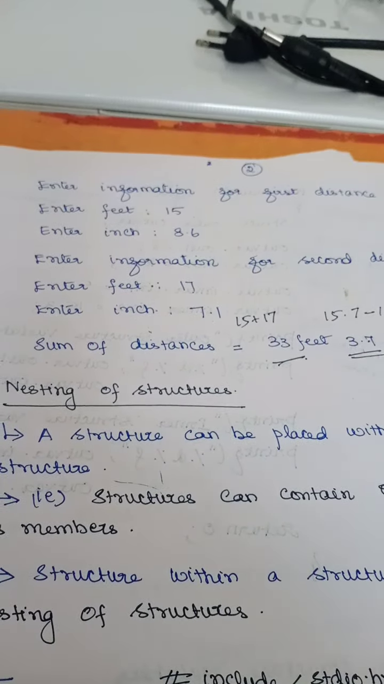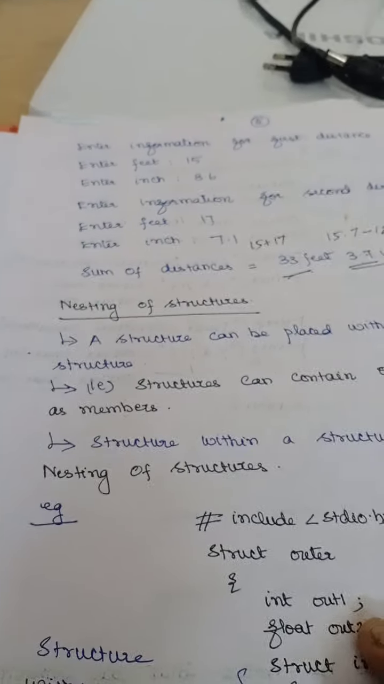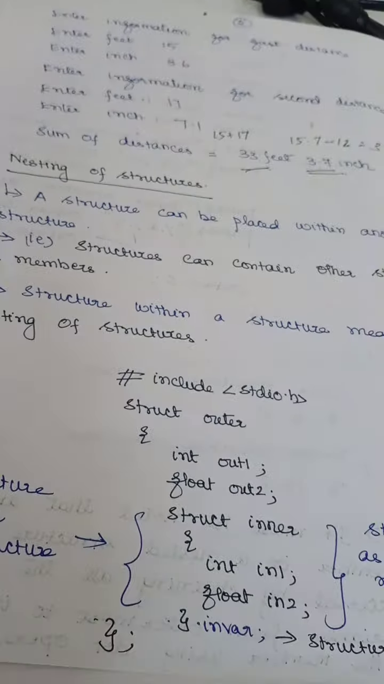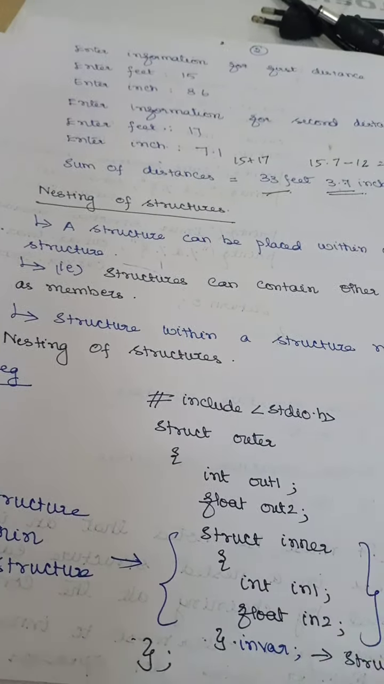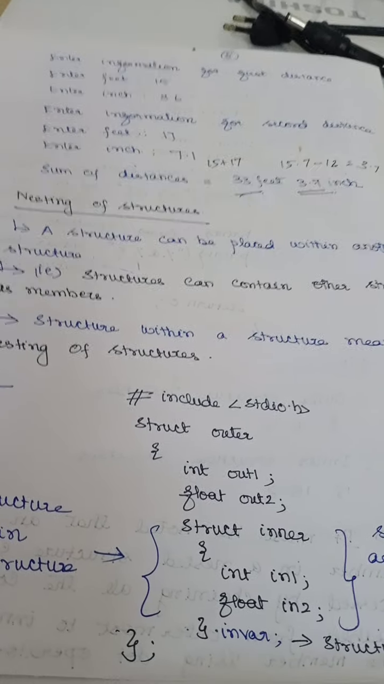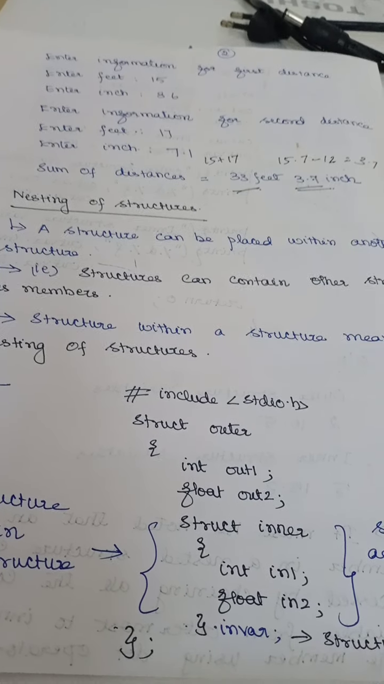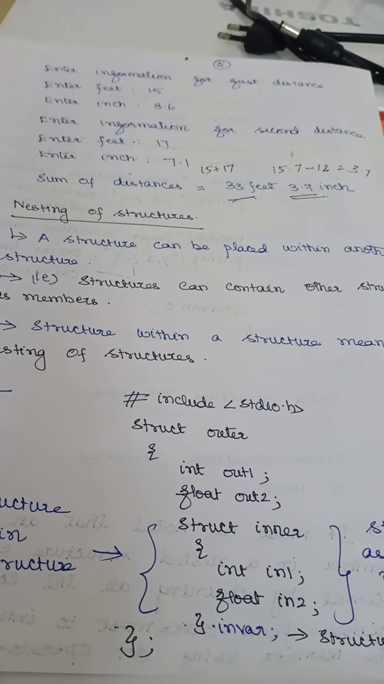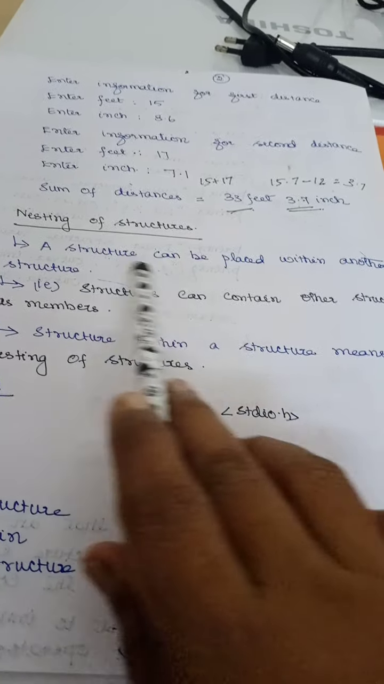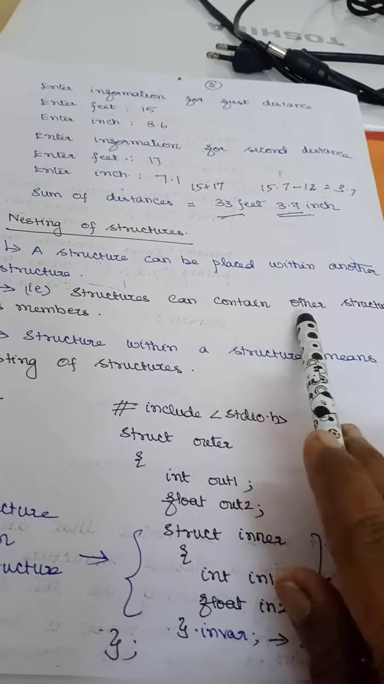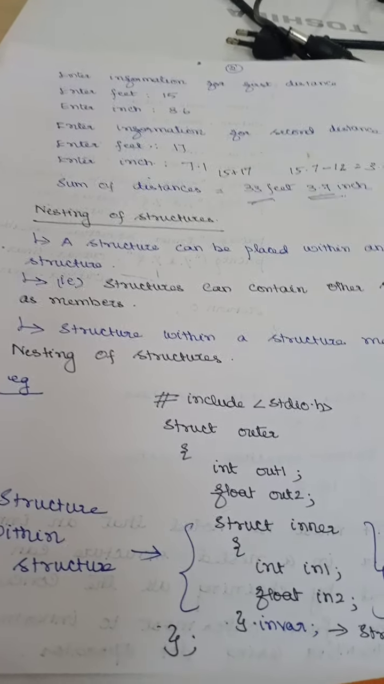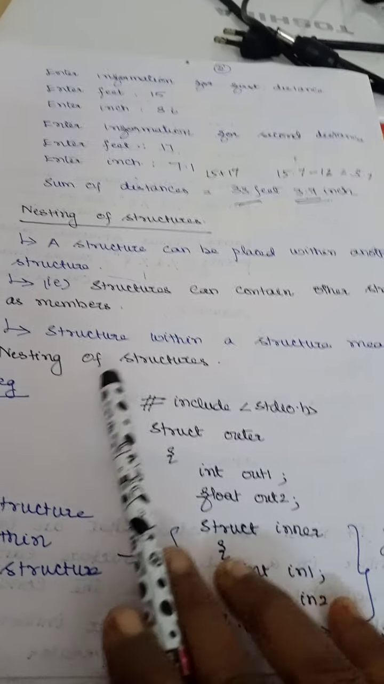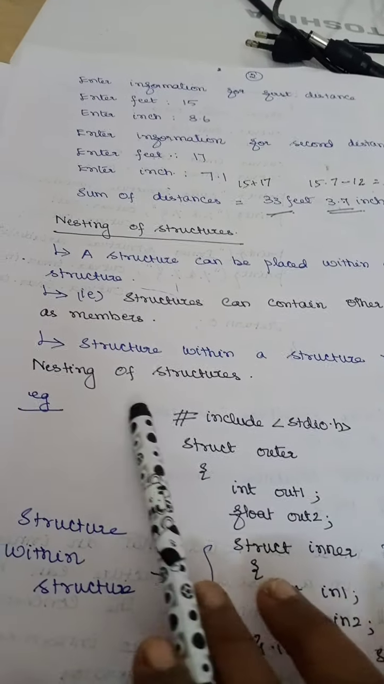Clear? Right. Next one, we'll move on to nesting of structures. So what do you mean by nesting of structures? Nested if you have already seen. What is nested if? Inside the if I can place one more if, right? So nested structures means inside the structure I can place one more structure. A structure can be placed within another structure. A structure can contain another structure as its member, because if it is inside a structure, then it becomes a member, right? Now, a structure within a structure is known as nesting of structures.